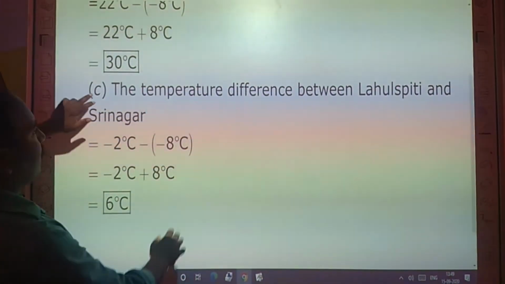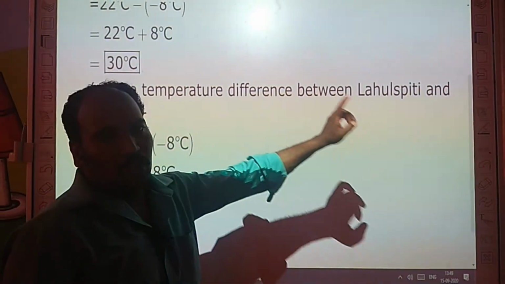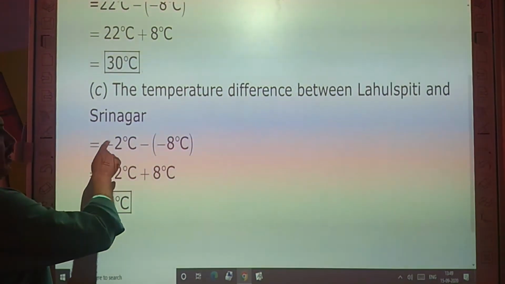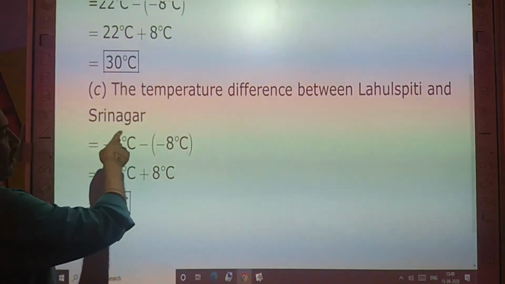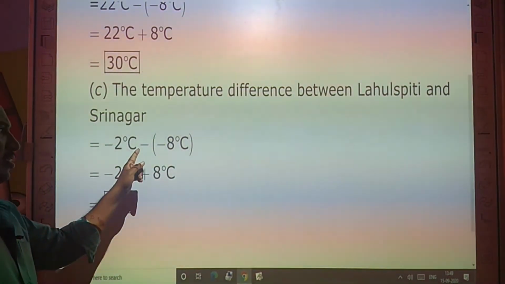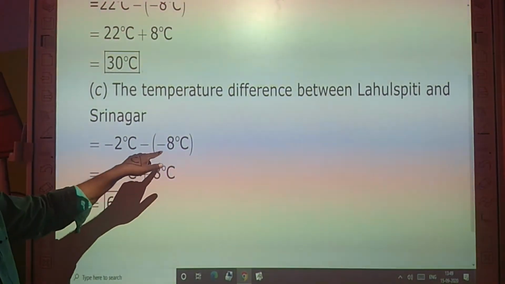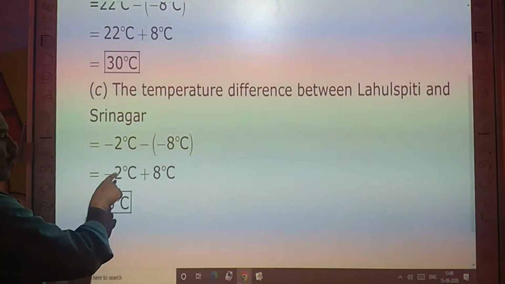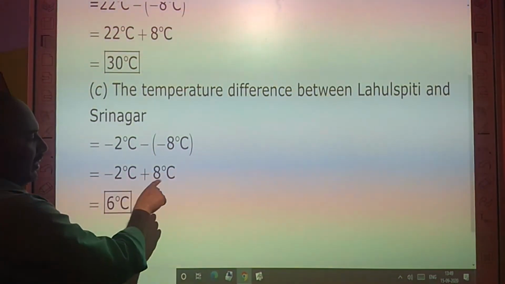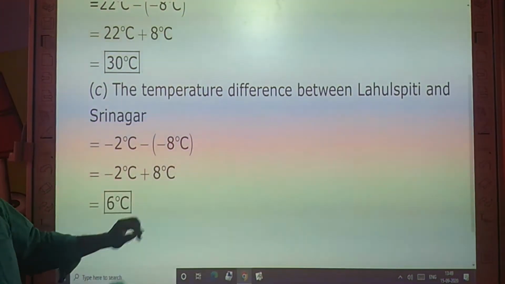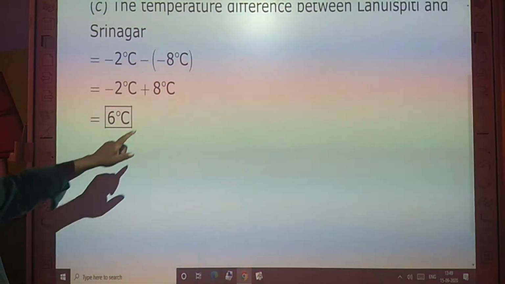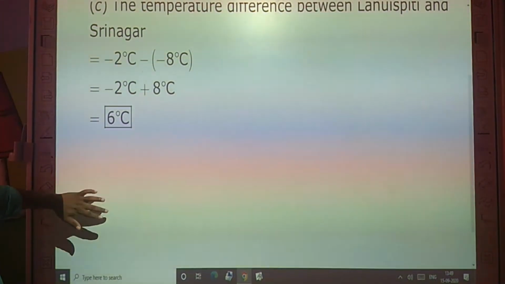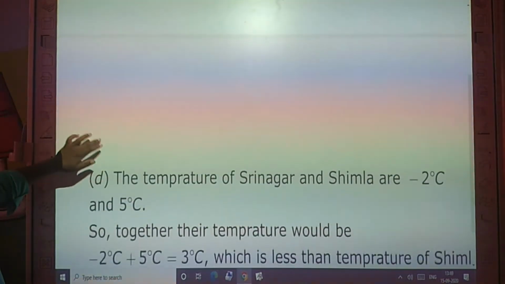The temperature difference between Lahore Spiti and Srinagar is equal to minus 2 degrees Celsius, minus of minus 8 degrees Celsius. Minus into minus is plus, so minus 2 plus 8. 8 minus 2 is equal to 6 degrees Celsius.